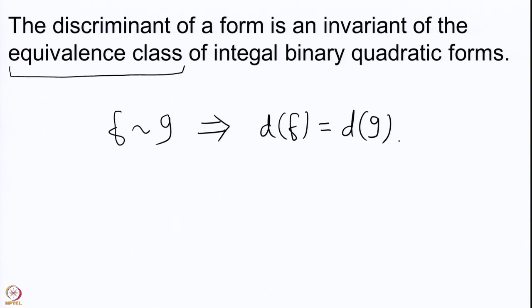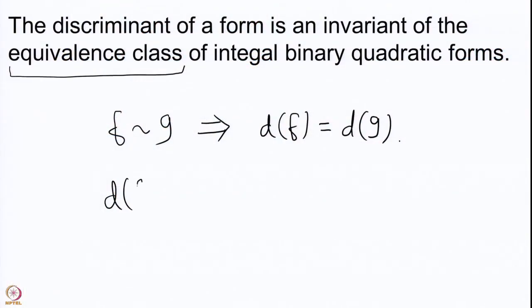We have introduced this equivalence in the hope that we could go from a difficult form to a simpler form, and we saw also that value sets do not change. Now we also have the result that a discriminant does not change. So, later what we are going to do is fix these discriminants and identify all integral binary forms of a given discriminant.